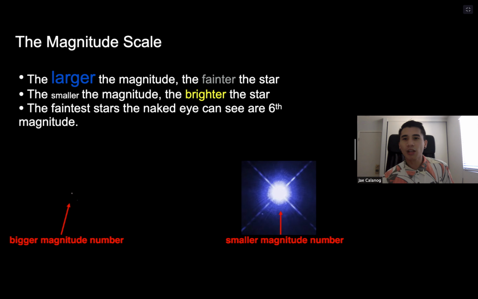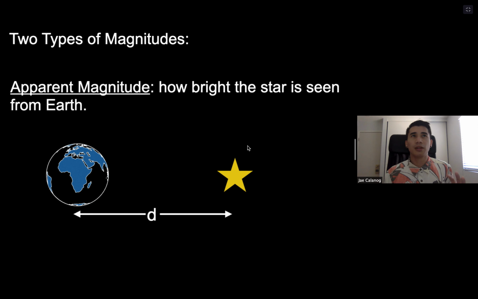Okay? All right, so let me tell you that there are actually 2 types of magnitudes, because we're trying to find out the physical properties of the star.